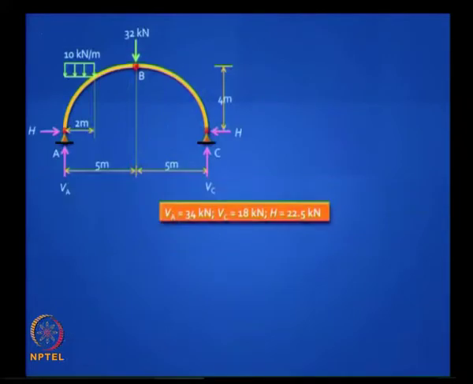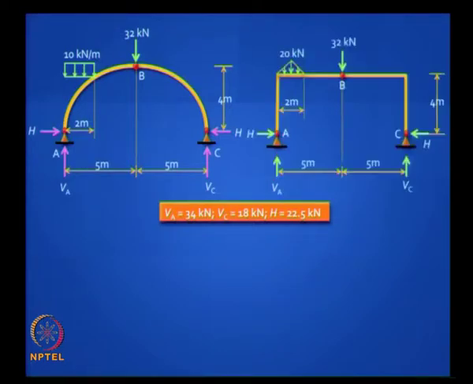But there is nothing unique about that arch. We found that the solutions were VA equal to 34 kilonewton, VC equal to 18 kilonewton, and the horizontal reaction 22.5 for this structure. But take a look at this structure. This is a 3-hinge portal frame with the same height overall and the same span and the same loading located at the same locations.